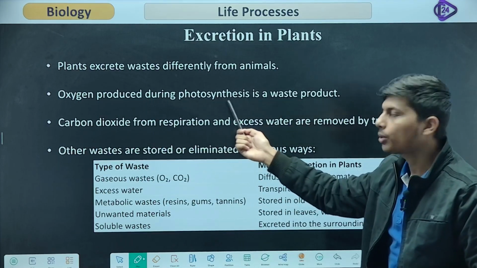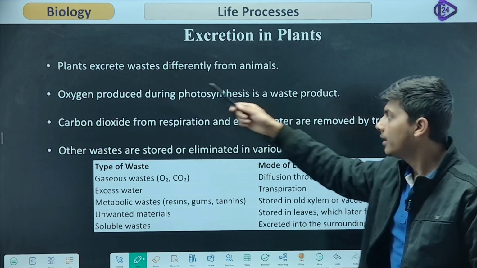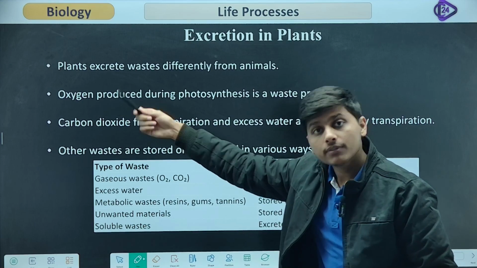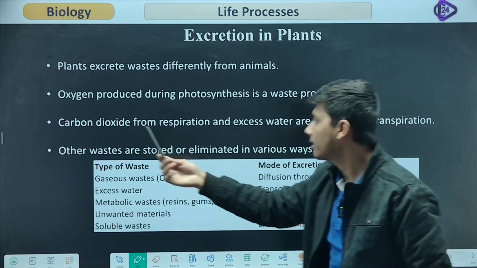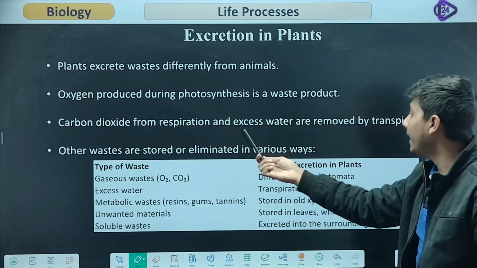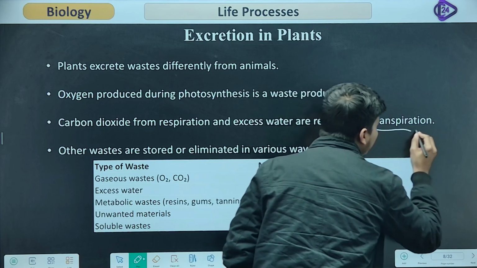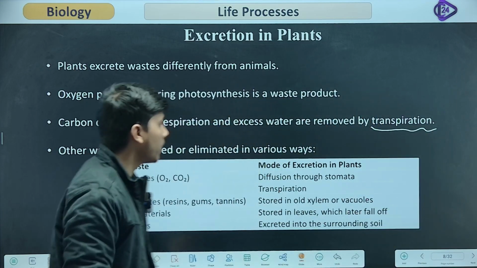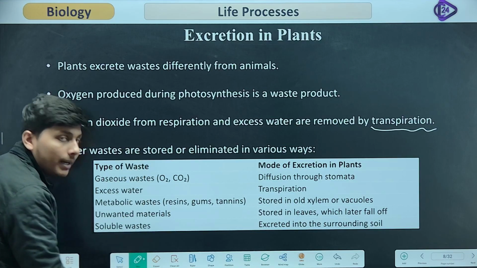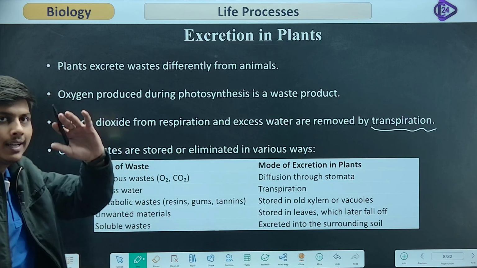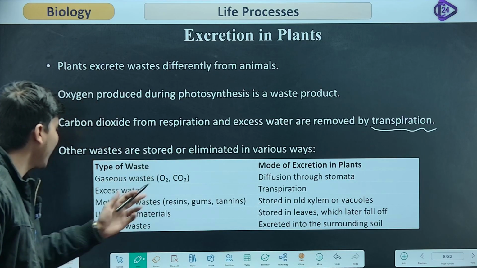Oxygen produced during photosynthesis is a waste product. Oxygen is waste for plants but important for us. Carbon dioxide from respiration and excess water are removed by the process of transpiration. So via transpiration they remove water from the body, and there are some other methods by which they excrete. Let us understand one by one.